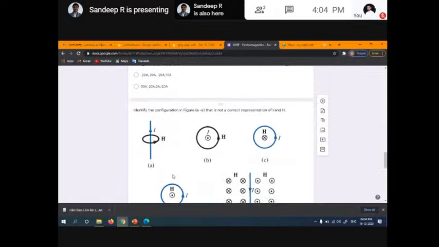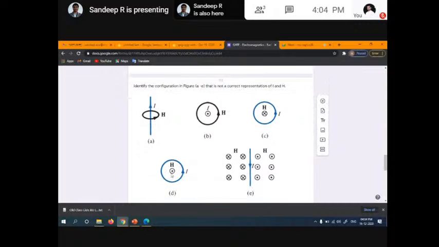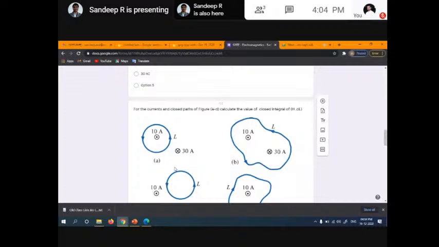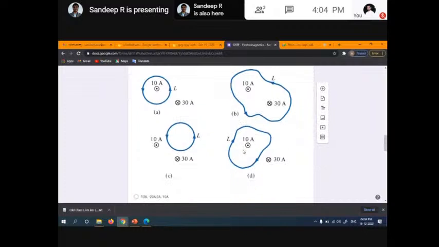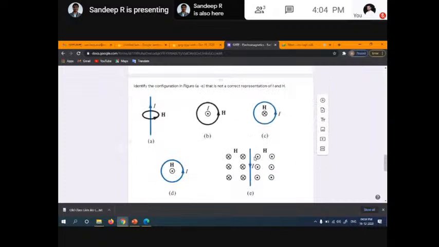Moving on to the next question, fourth question. So here again, we have to say which is not a correct representation. Earlier one, also we had to calculate the value of current. Here we are trying to calculate which is not a correct representation. Now, again, let us use the right hand thumb rule or the right hand screw rule.